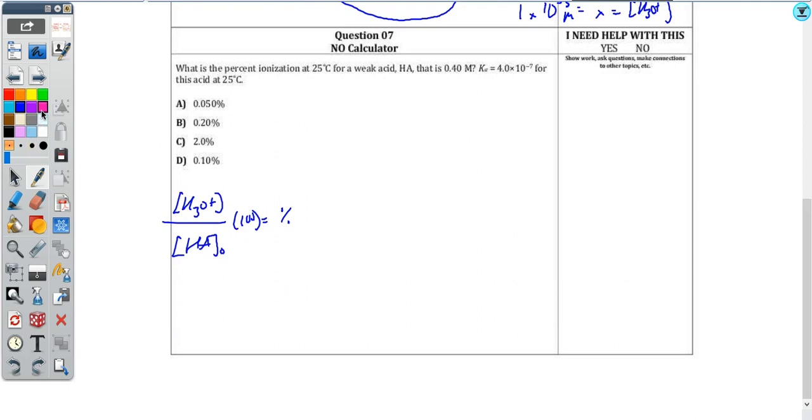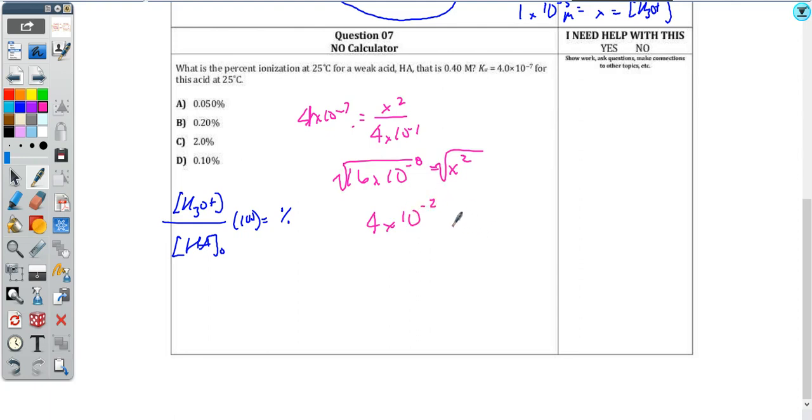So maybe let's practice that little shortcut where Ka is equal to x squared over my initial concentration of 0.4. Again, I'm going to put it into scientific notation. My Ka is given to me, right? So my Ka is 4.0 times 10 to the minus 7. So 4 times 10 to the minus 7. Again, I'm multiplying these two. 4 times 4 is 16. And then I add my exponent. So 16 times 10 to the minus 8 is equal to x squared. I'm going to square root each side here. And when I do that, I'm going to get 4 times 10 to the minus 2. That's equal to the molar concentration of hydronium.